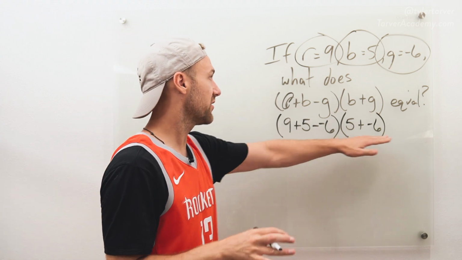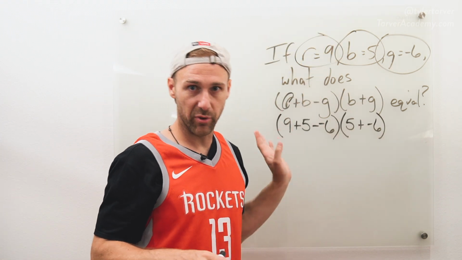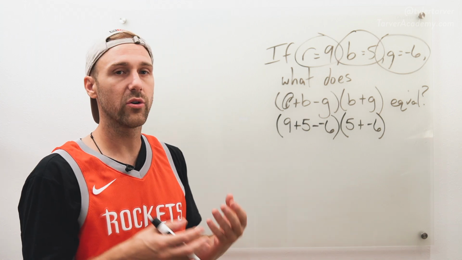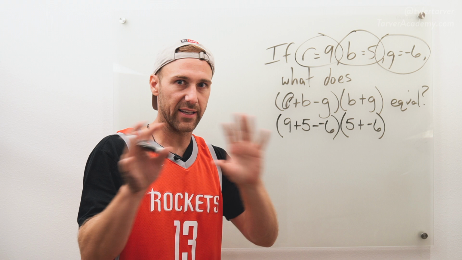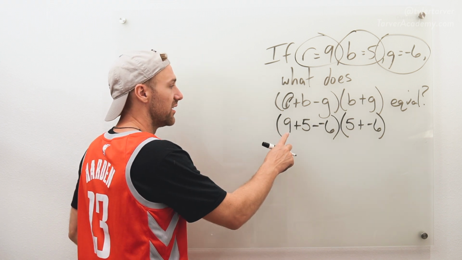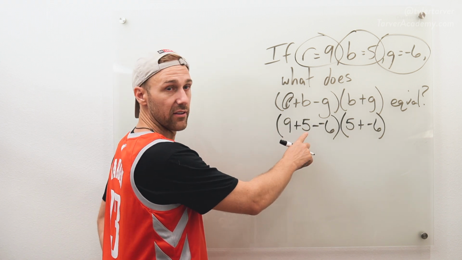Now we're just solving this equation. None of this matters anymore if we put this in here correct. So all we're gonna do is solve what is in the parentheses first, and then we'll have the parentheses interact last. So 9 plus 5 is what? 14.